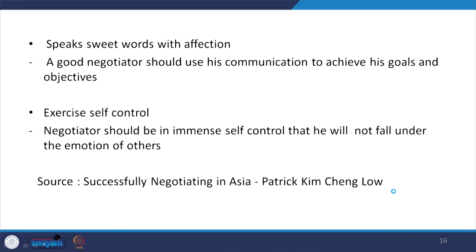Exercise self control. A negotiator should have immense self control, so that he will not fall under the emotion of others, and as a result the negotiation will continue, fulfilling the expectations. It will always be in immense self control and never under the control of others. It is not that somebody is provoking and arousing your negative emotions and you are responding with negativity. That is to be avoided, and in that case the negotiation will be a successful negotiation.